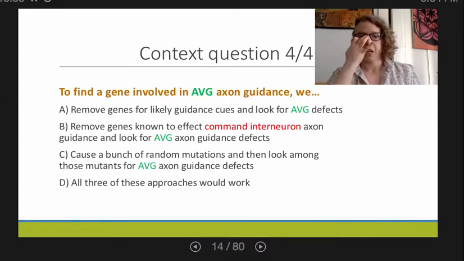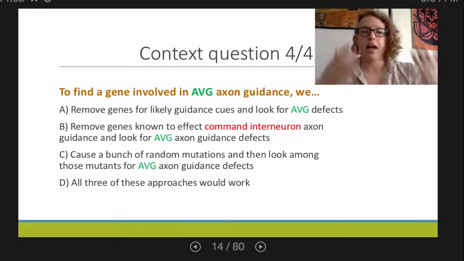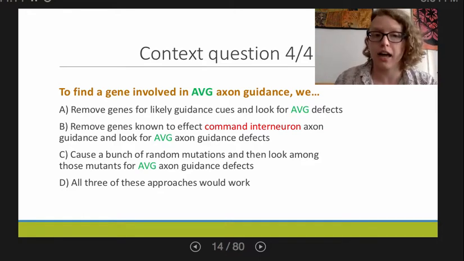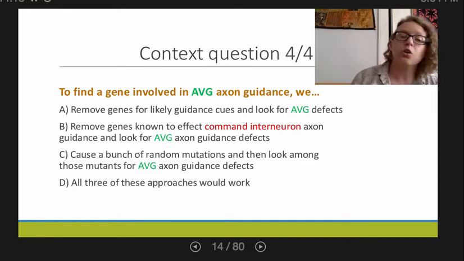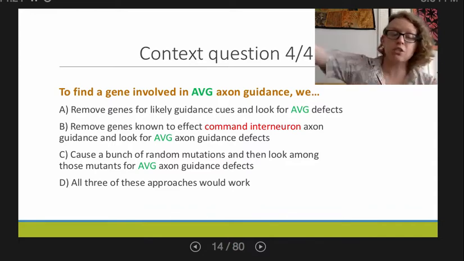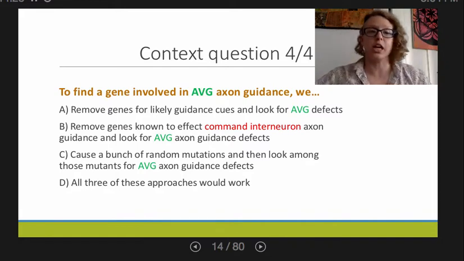Last question. To find a gene involved in AVG axon guidance, we, A, remove genes for likely guidance cues and then look for AVG defects. B, remove genes known to affect command interneuron axons and then look for AVG defects in those mutants. C, cause a bunch of random mutations and then look among them for the AVG axon guidance defects. Or D, all of those would work.